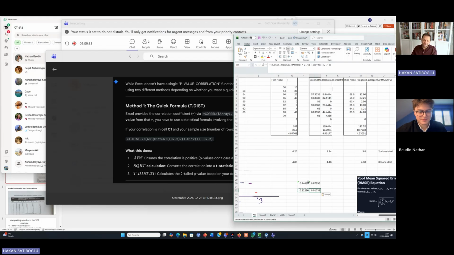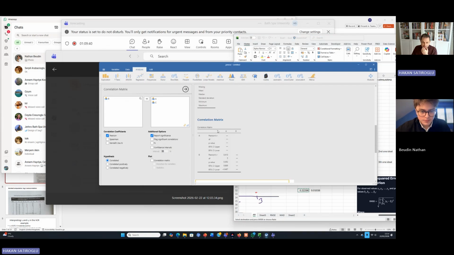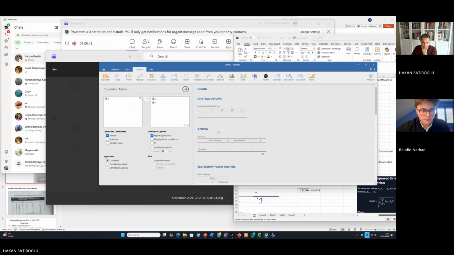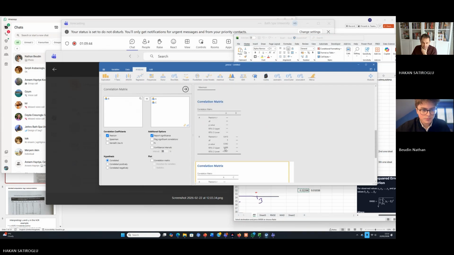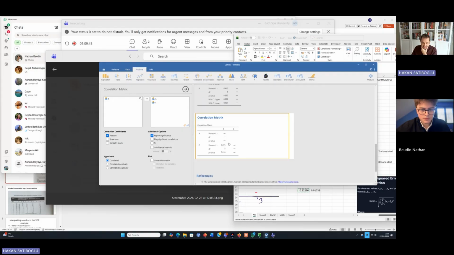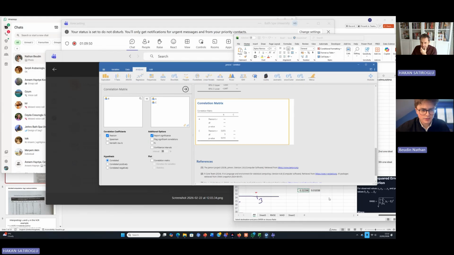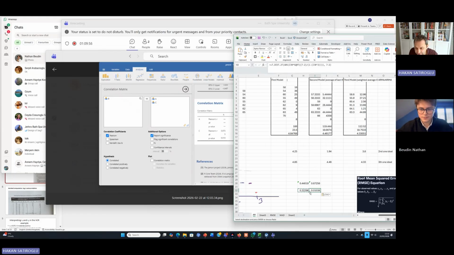Okay, now I think it's 32%. 32. Let's go to Jamovi. Was it 32? First one? Yeah, 36. Why is the next one 1% there? Yeah, 1%, it's strange. The next one is okay. The first one is a bit different, but it doesn't make too much difference anyway.